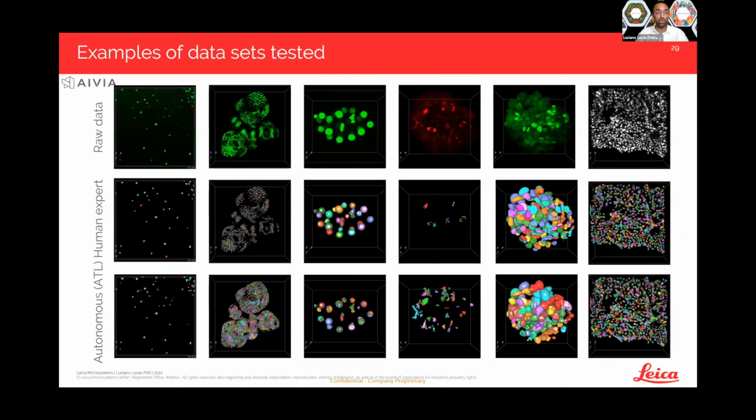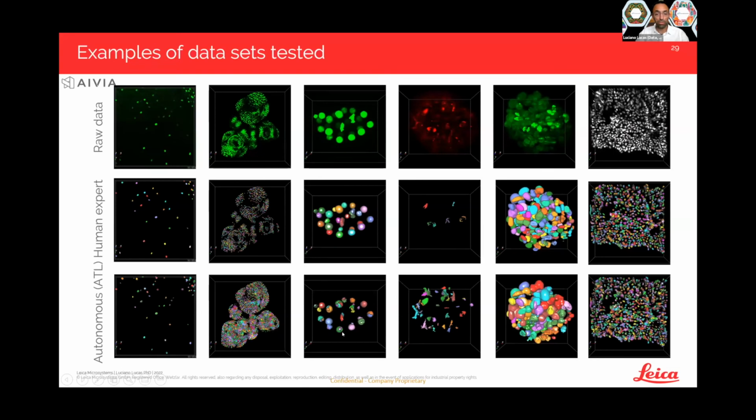We did apply it also to non-neuron data. So now we have two pipelines that can do this. One is for neuron analysis, and the other one is for 3D objects, basically cells. So we've done that, and you can see here the raw data, what the human expert would have done, and then what the autonomous AI can do. And you can see, if you look closely, it's not perfect.